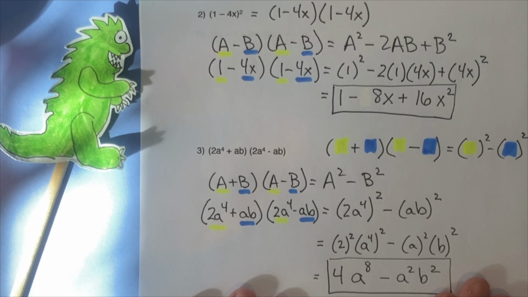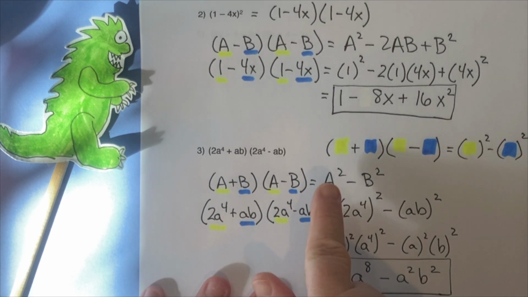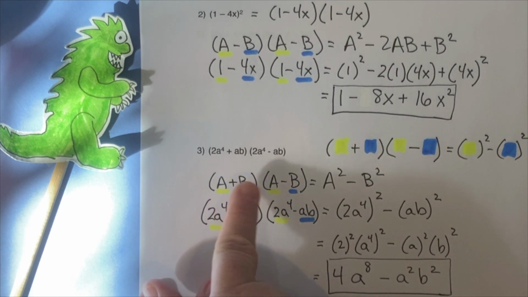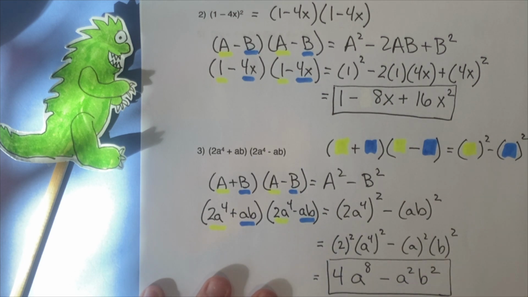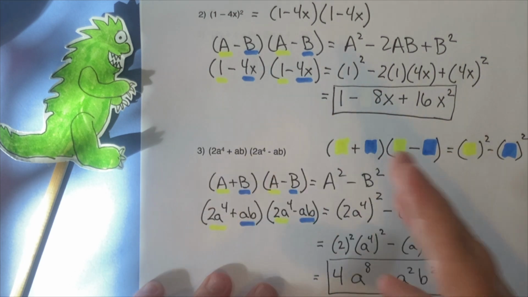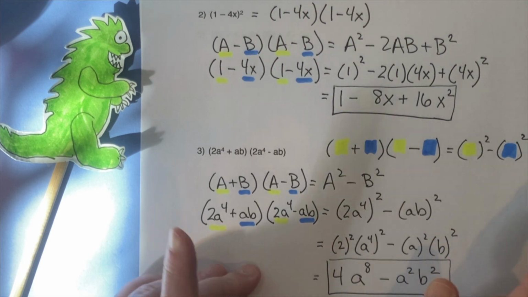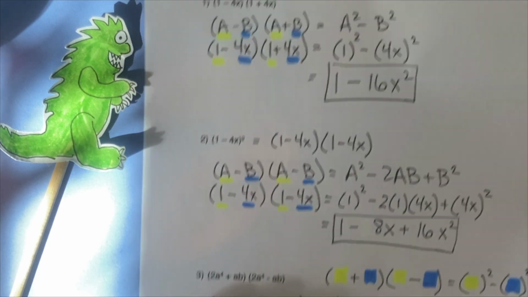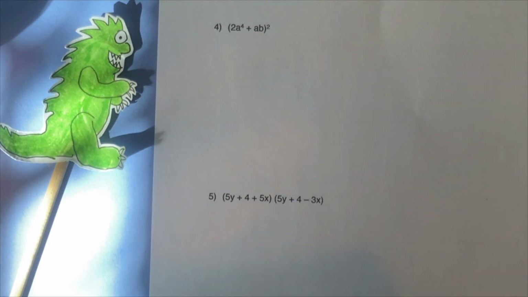Woo! I personally really like this difference of squares, the product of a sum and a difference, because things disappear. I like that it doesn't just get longer and longer. I like that it shrinks down. Okay, we are almost there. Woohoo!